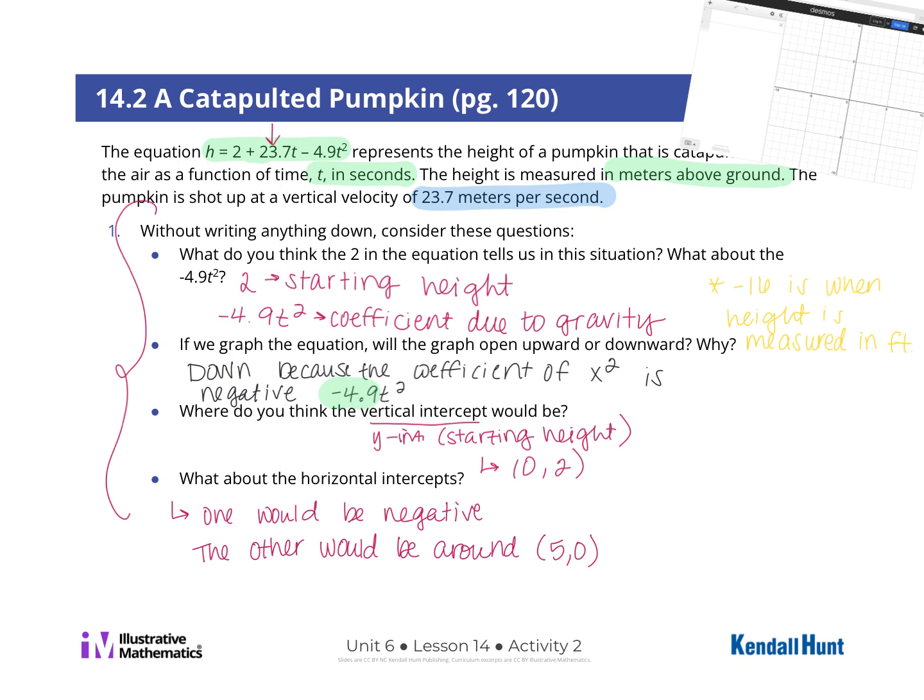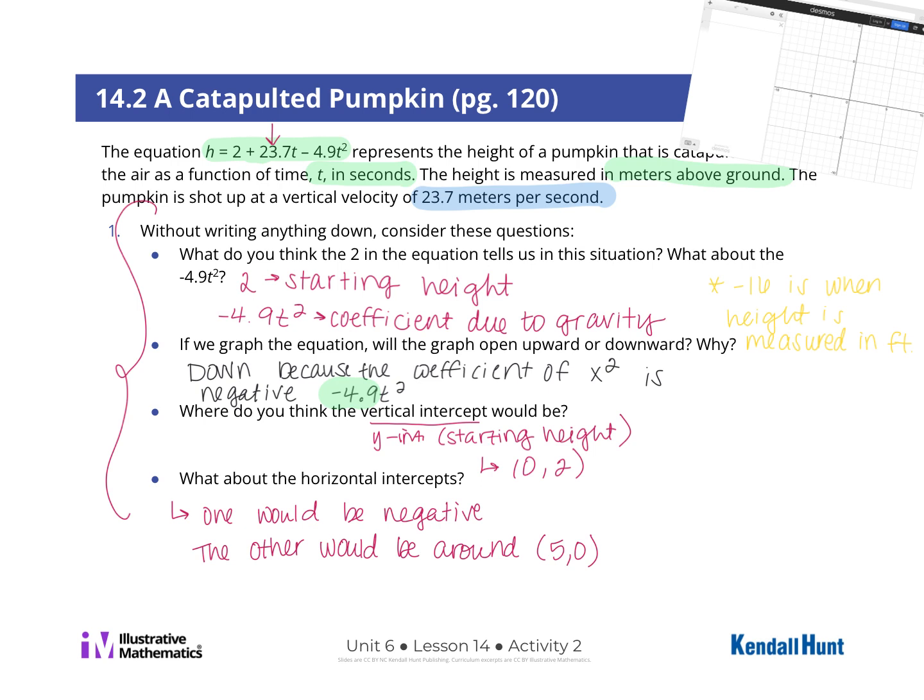Alrighty, so our first answer, the positive 2, that is our initial height or starting height. Okay, so we've talked about these back in our first half of this unit. And then the negative 4.9t squared is the coefficient due to gravity. Negative 16 is when we're measured in feet. Here we are measured in meters, which means that this is our coefficient for gravity. Okay, still the same idea though, because it is with our term that is squared.